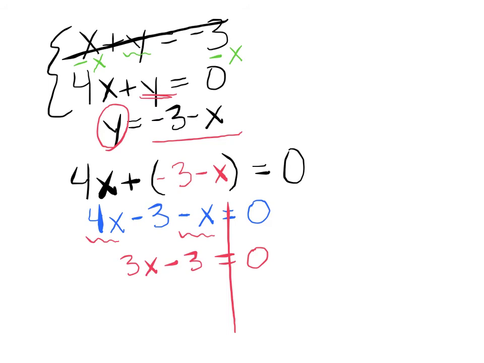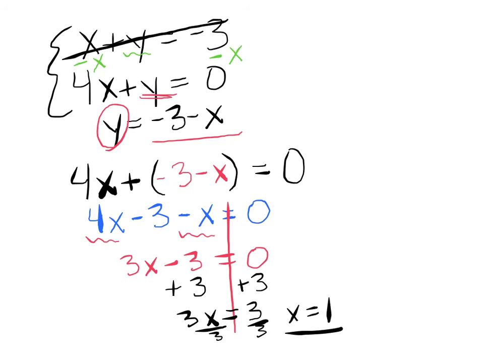Now there's just one last step we need to do. Add 3 to both sides. So we end up with 3x equals 3. Divide both sides by 3. You get x equals 1. We're not done yet. We need to find y.